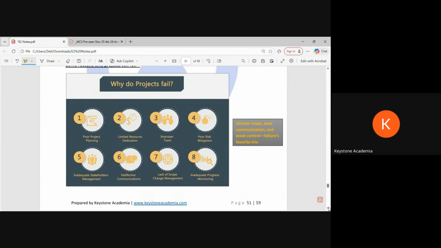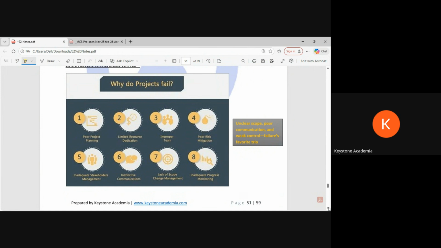Limited resource dedication. Resource is a problem, or many times companies want to improve their profit by just cutting on the resources, stretching the resources like human resource. Then improper team, or the team motivation is not there, or the leadership struggles to keep the team motivated throughout, or they were not involved, they did not feel important, so they left in between. Poor risk mitigation.